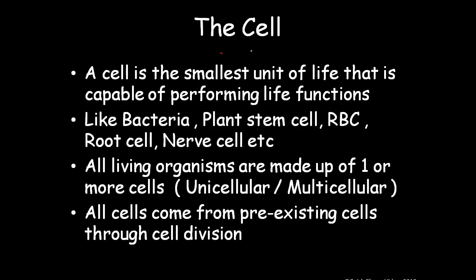The cell. The cell is the smallest unit of life that is capable of performing life functions. So the cell can be a bacterial cell, plant stem cell, RBC, WBC, root cells, nerve cells. They have certain functions to be performed, so they are divided on the basis of functions. All living organisms are made up of one or more cells that may be unicellular or multicellular. All cells form from pre-existing cells, and that is through cell division. So they come from the pre-existing or same cell by cell division. These are some of the features of a cell.